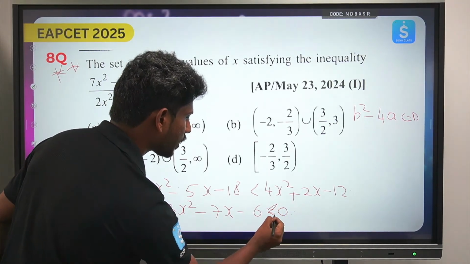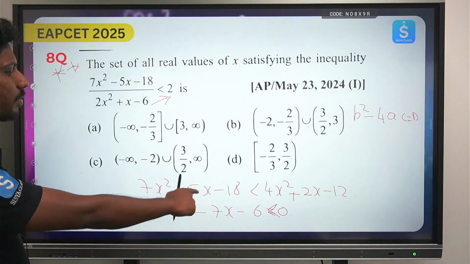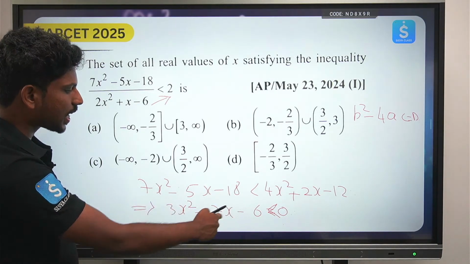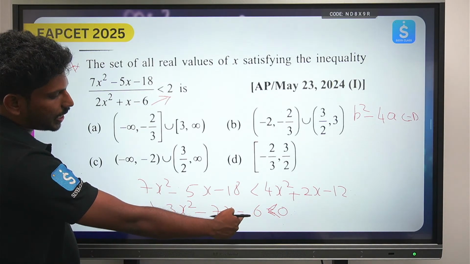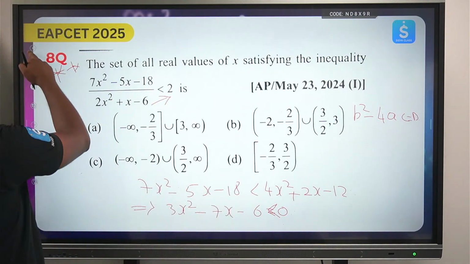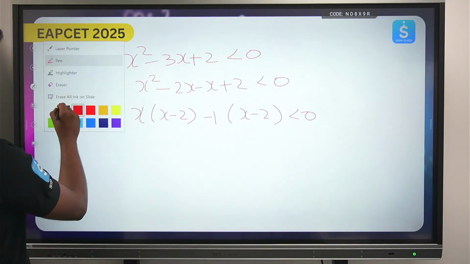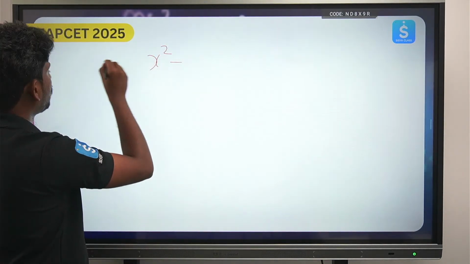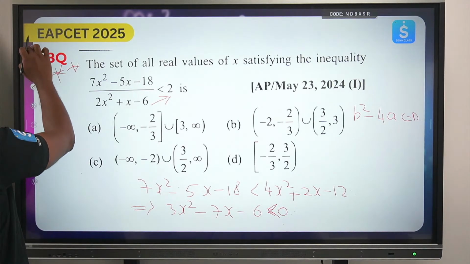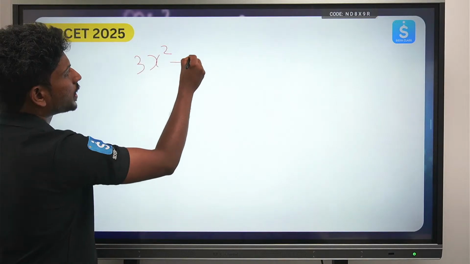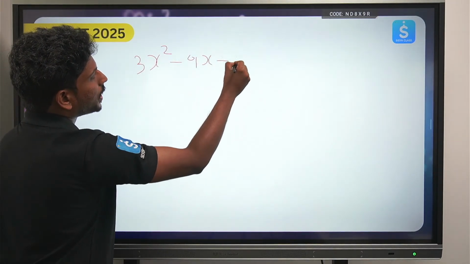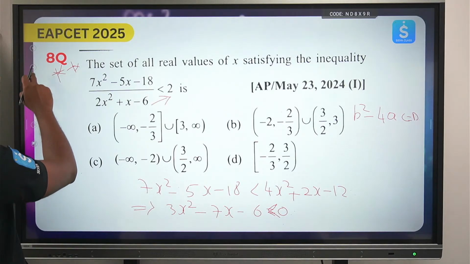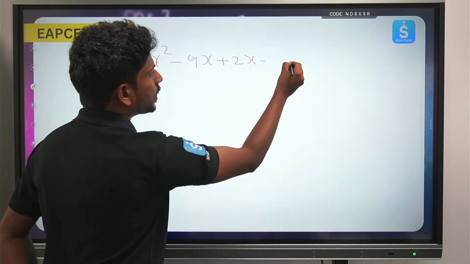Less than 0, right? Now this is perfect, right? 3x square minus 7x minus 6 less than 0. Now 3 sixes are 18, so you can split the middle term as minus 9x plus 2x. So we have 3x square minus 9x plus 2x minus 6, which is less than 0.